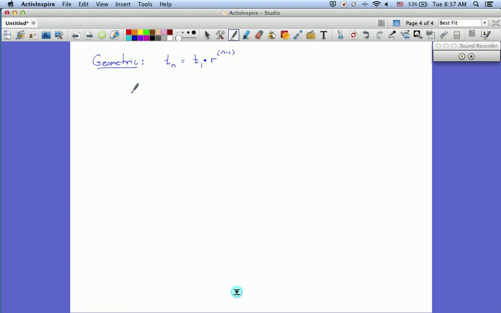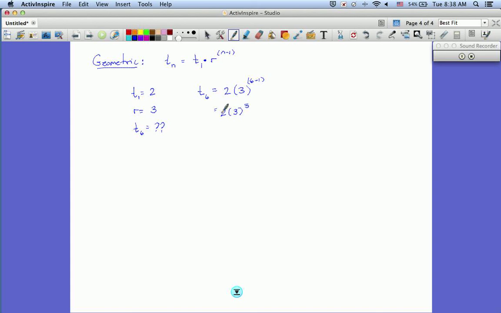So let's look at an example here again. Let's say you're given t sub 1 to be 2, and you're told the ratio is 3, and you want to find t sub 6. So t sub 6, my n is 6 in this case. I'm looking for the sixth term, any term n. In this case, n is 6. So t sub 6 equals my first term times my ratio to the 6 minus 1, or to the fifth. So I have 2 times 3 to the fifth.